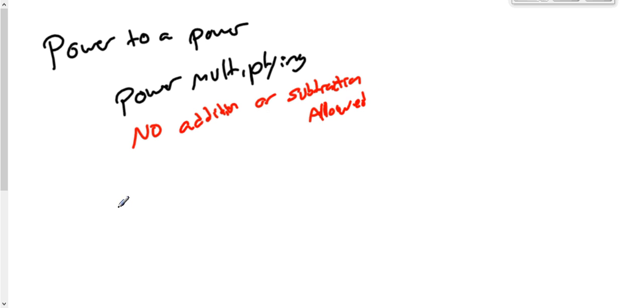The thing is, no addition or subtraction symbols allowed. So for instance, I can have x to the third to the fourth. Our power rule says that this 4 multiplies that 3, and I get x to the 12th.